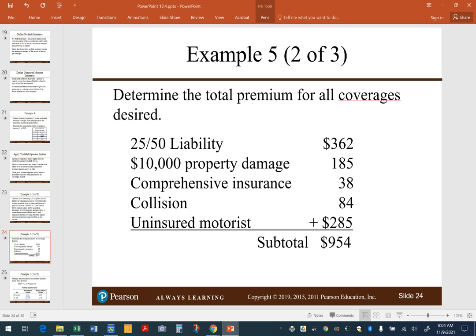So when we go to the tables and we look it up, on each of the tables that we've looked at, her liability for a $25/50 liability costs $362 a year. $10,000 of property damage for her area is $185. Her comprehensive and collision insurance, based on the type of vehicle and where she lives, is $38.84. And she wants the uninsured motorist, so that's $285. You add all those together, and if she was over age 25, it would cost her $954.